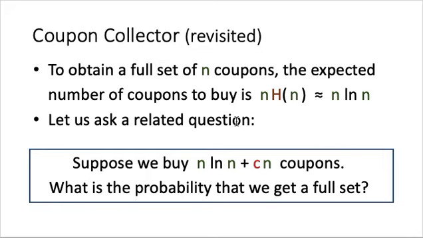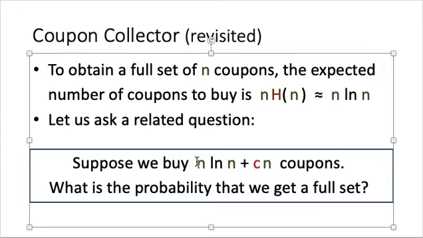Now today we ask a different related question. This time, we are not considering getting the full set as our target. Instead, we have a constraint that we can only buy n log n plus cn coupons. So we have only money for buying this number of coupons. But then we want to ask, what is the chance that by buying this many coupons, we could get a full set?